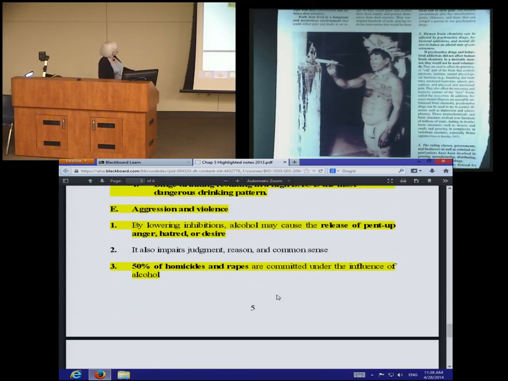All right, look at homicides and rapes, 50% committed under the influence of alcohol. People who wouldn't normally ever do this can do it. Talk about groups of people being very intoxicated, bad things happen.